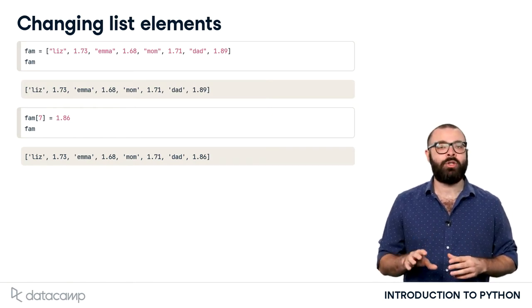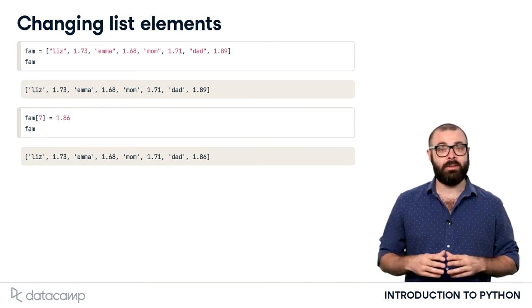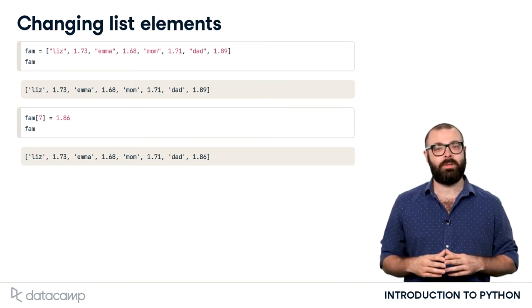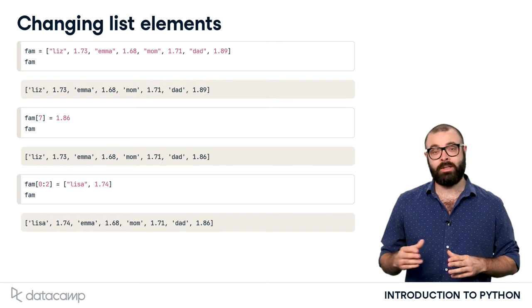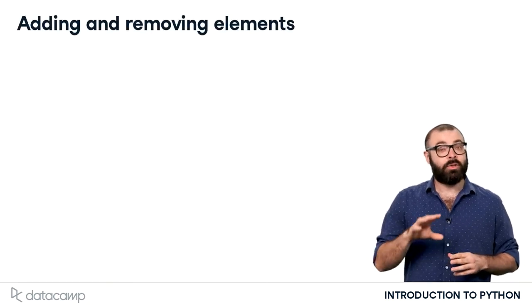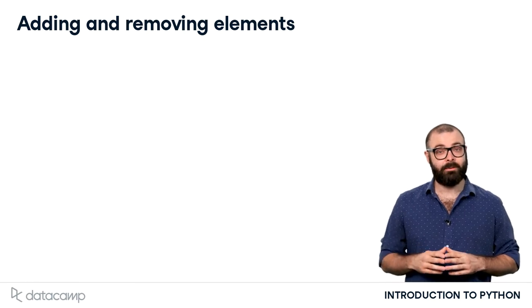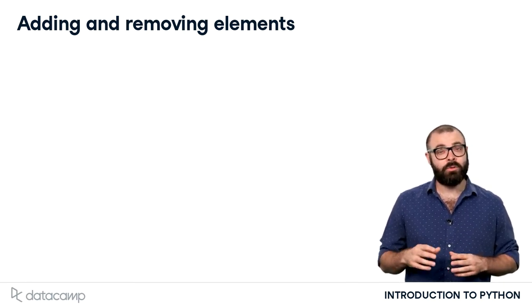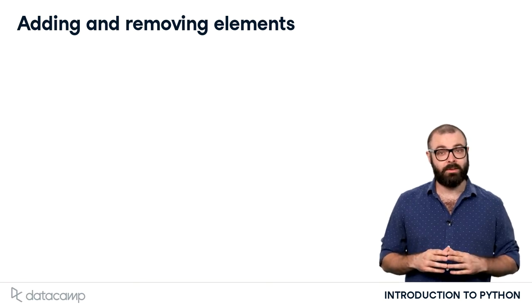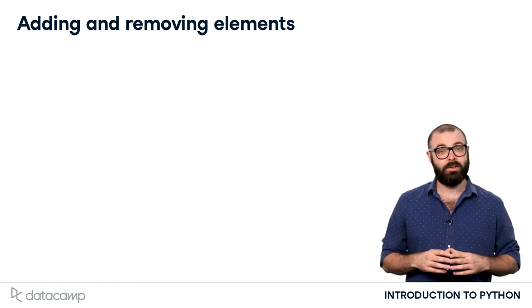You can even change an entire list slice at once. To change the elements Liz and 1.73, you access the first two elements with 0:2, and then assign a new list to it. Do you still remember how the plus operator was different for strings and integers? Well, it's also different for lists. If you use the plus sign with two lists, Python simply pastes together their contents in a single list.